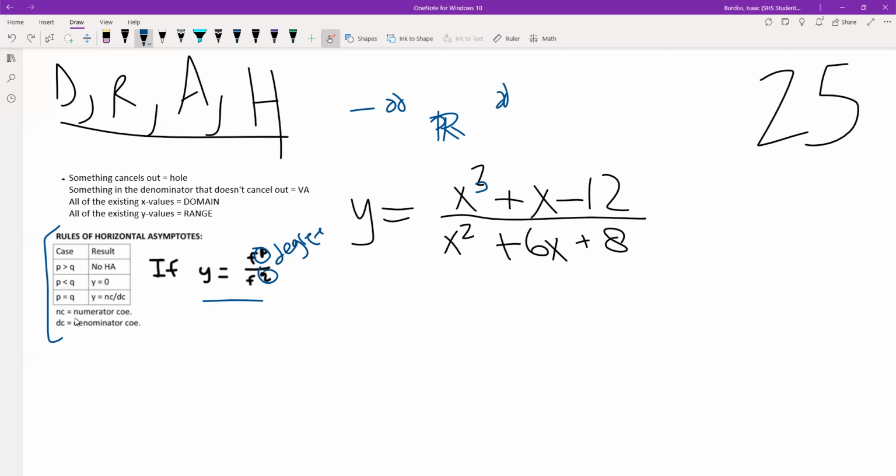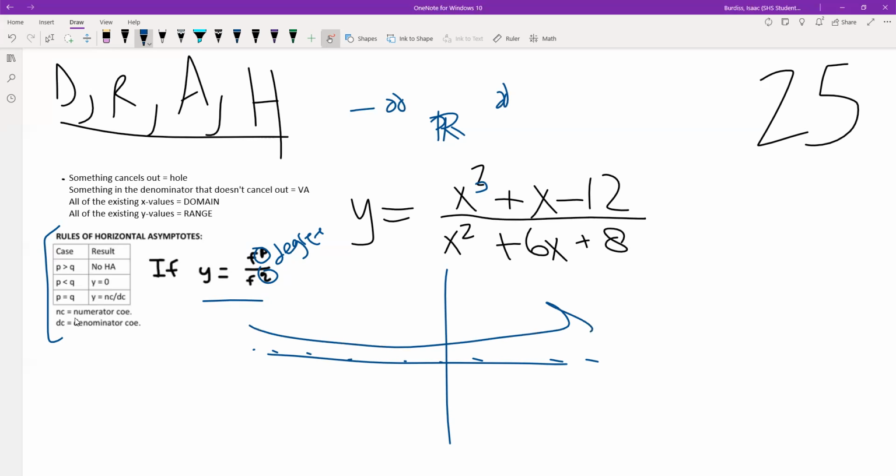Now, if q is greater, then it is just simply at y equals 0. So that means that the graph couldn't go past the x-axis. So it couldn't go right here. So maybe it would look something like this. If there was no other asymptote, then it would just be something like that. I mean, it just never touches it. That's where the electric fence is.